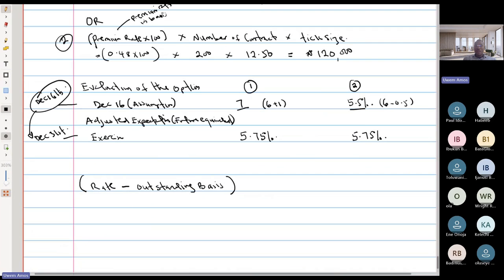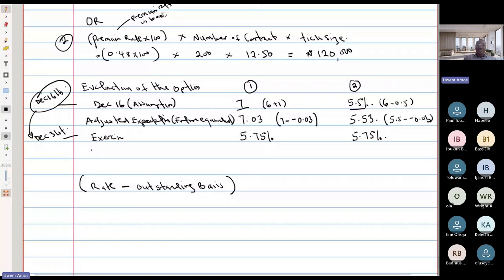So our adjusted rate would be 7 minus minus 0.03. Minus minus gives us plus, so that would be 7.03. The same thing with this one as well: 5.5 minus minus 0.03 gives us 5.53. We now have to make a decision.